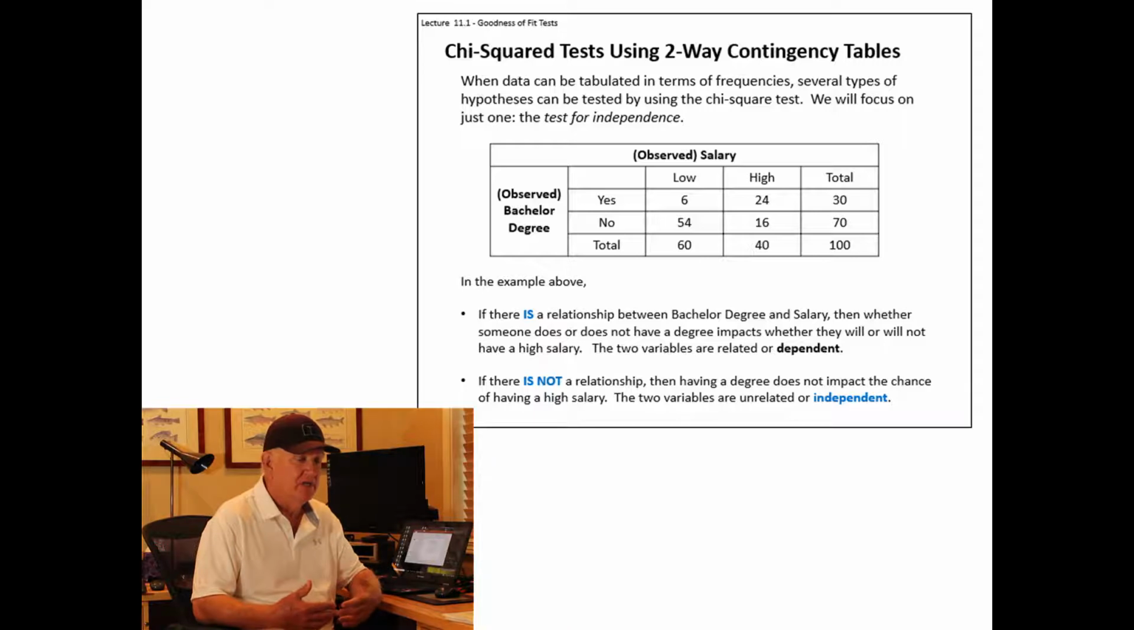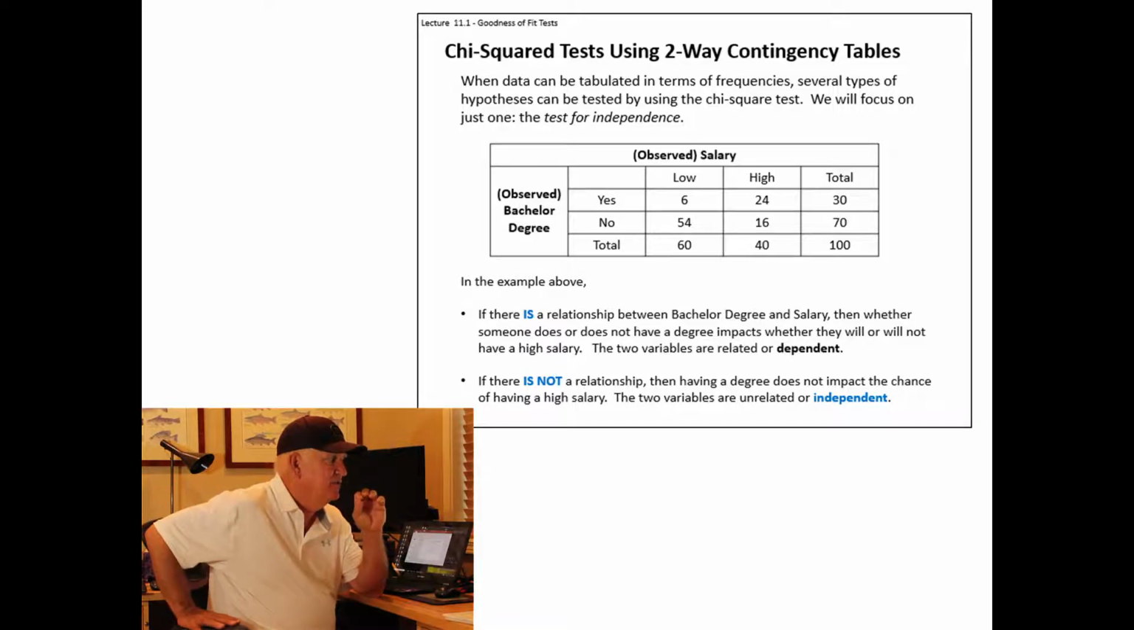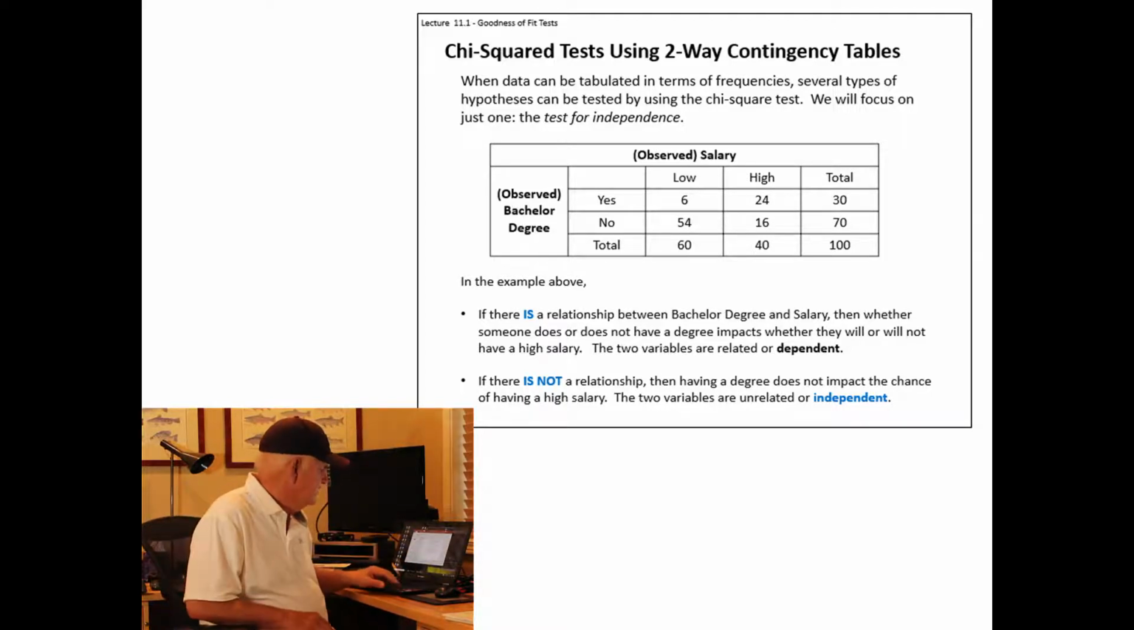Either you have an expectation that there is no relationship whatsoever, or you have an expectation that there is a relationship. So you have to produce, in fact the calculator will produce for you, but you have to produce the same type of data in terms of your expectations. So let me show you how that's done here.